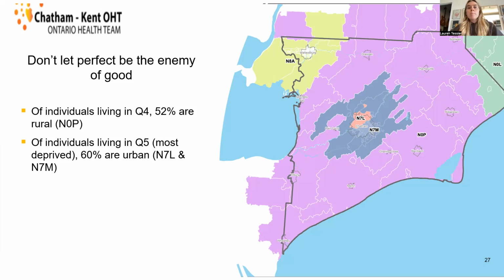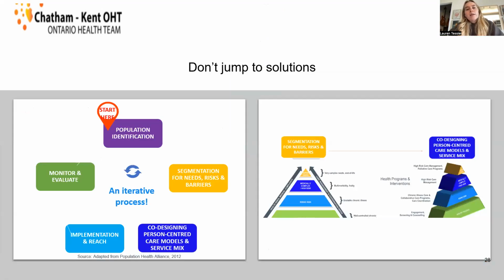So again, the data that we use to segment does not capture every individual in our priority population. And of course, it would have been ideal should we have had individual level material deprivation data, but we don't, and we couldn't let not having a perfect data source stop us from using a legitimate proxy. And then next slide, Leslie. And then finally, and this was a big learning for us, was don't jump to solutions.